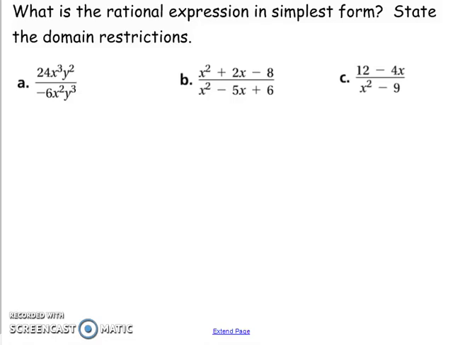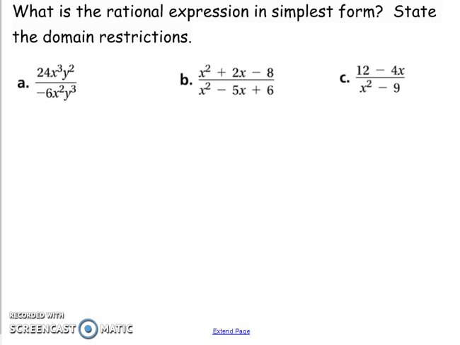In order to make a rational expression into simplest form, you have to factor the top and the bottom first, and then cancel out any common factors. We want to make sure that we state the domain restrictions, which is what x cannot equal. So since we have fractions here, we're not allowed to have zeros in our denominators. So anything that's going to make the denominator 0 is going to be a domain restriction.